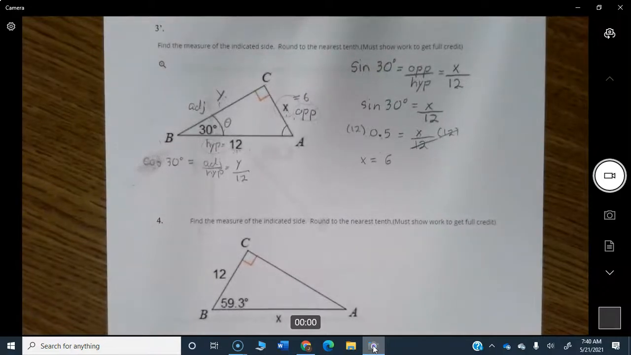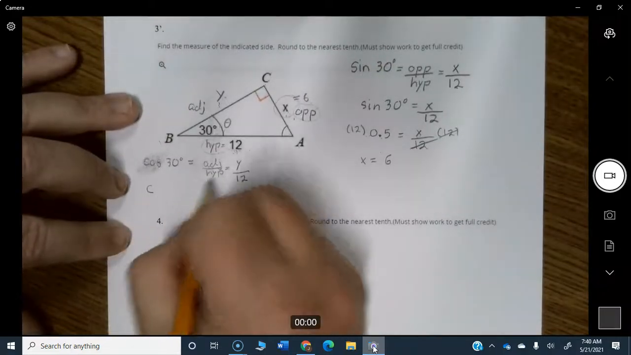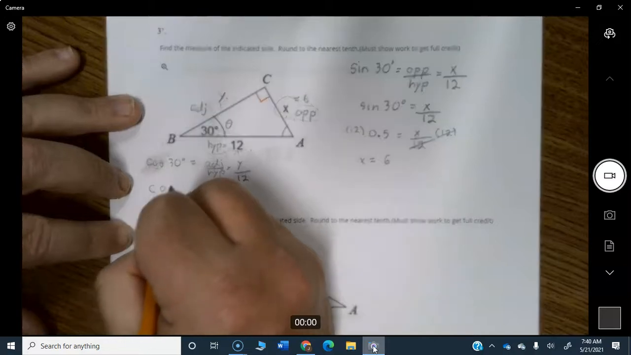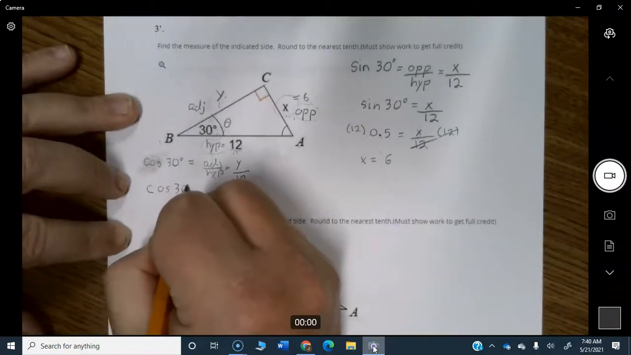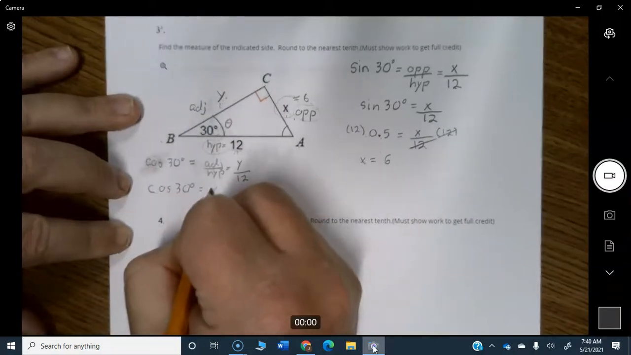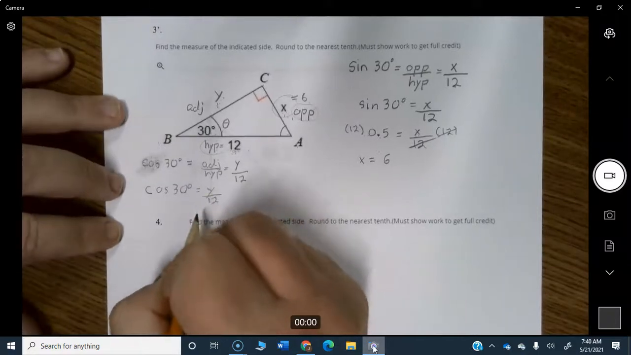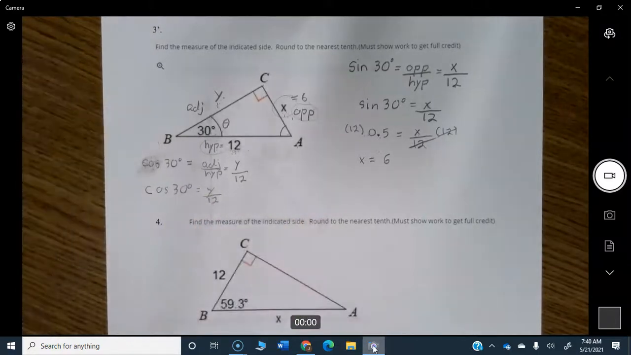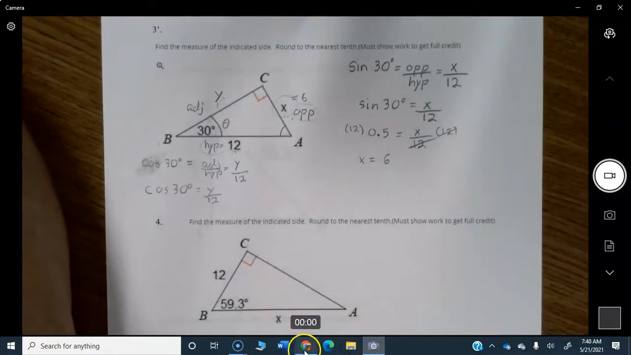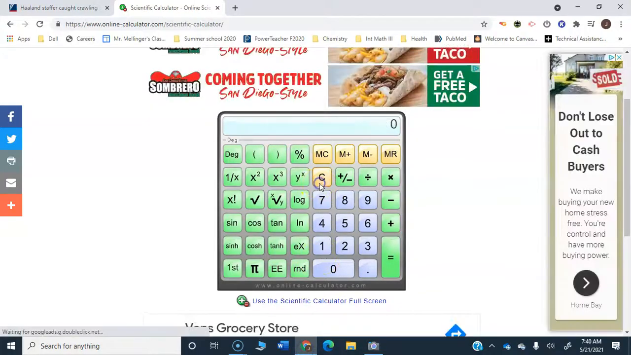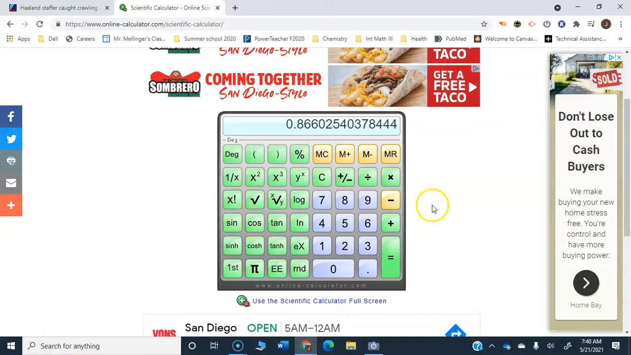Okay, so now let's go ahead and just rewrite that without the extra words in there. Cosine of 30 equals y over 12. Okay, let's go look up the cosine of 30. So we're going to go back to our online calculator, clear it, and again we type in the number 30, and now we click on cosine, this one right here. And we get 0.866 is far enough, okay?